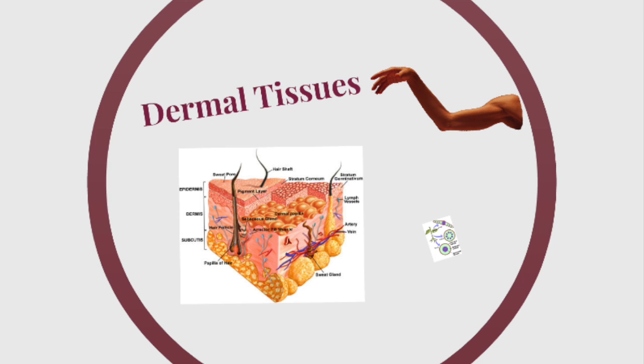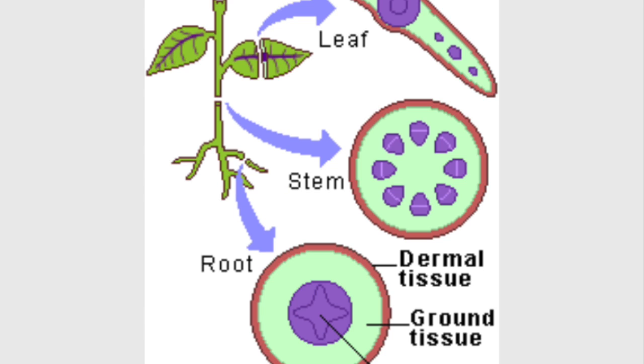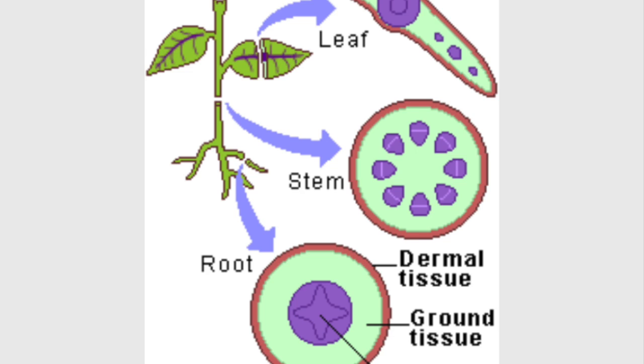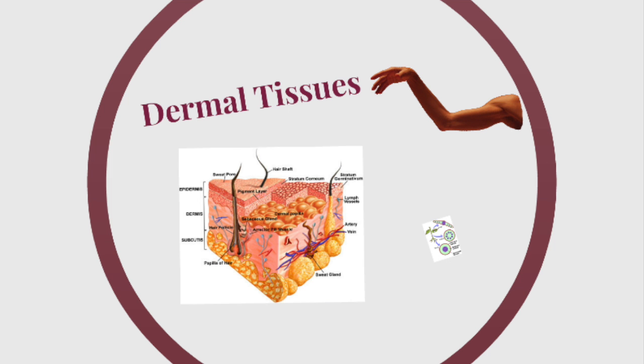Just as in humans, the dermal tissue serves to protect the plant from injury or pathogens. The periderm overtakes the epidermis in older parts of the roots and stem, and like the epidermis, is a protective layer. Only woody plants have a periderm, which we know as the bark.